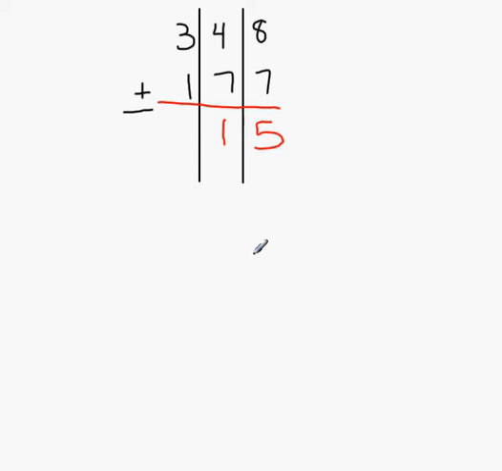4 plus 7 is 11. We can put the 1 here and carry the 1 over there. And 3 plus 1 is a 4. Now, you might say, well, isn't that just the same as carrying the 1? Except instead of carrying the 1 up here, you're putting it down here.